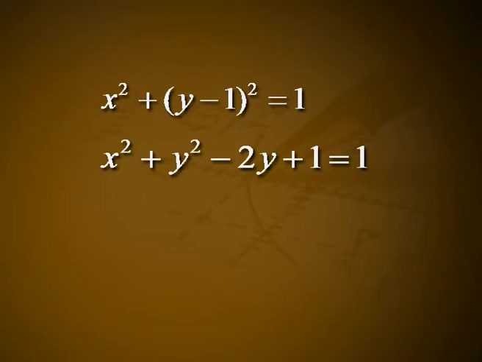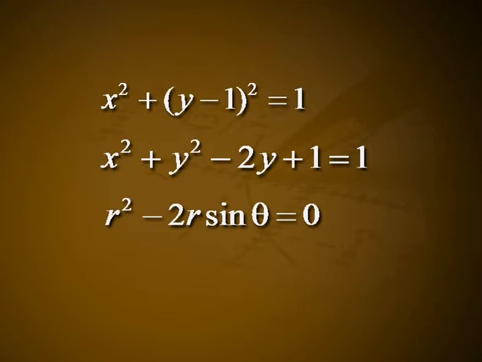The base of D is also the region's projection R on the xy plane. The boundary of R is the circle x squared plus (y minus 1) squared is equal to 1. Its polar coordinate equation is obtained as follows: x squared plus (y minus 1) squared is equal to 1, that is x squared plus y squared minus 2y plus 1 is equal to 1, that is r squared minus 2 r sin theta is equal to 0, that is r is equal to 2 sin theta.